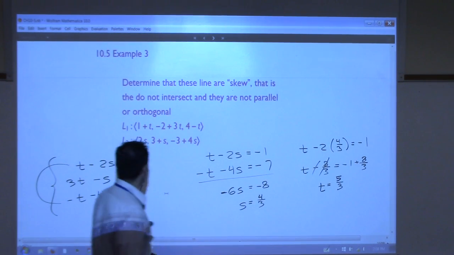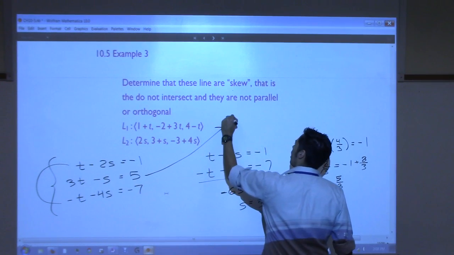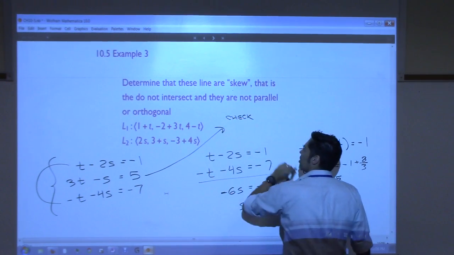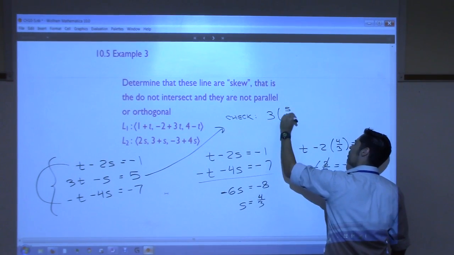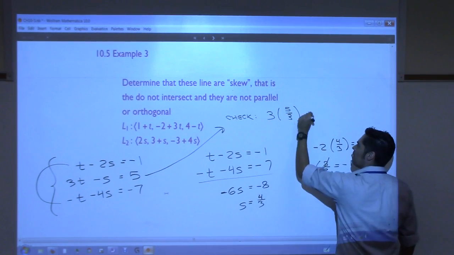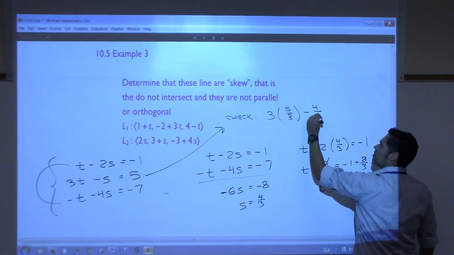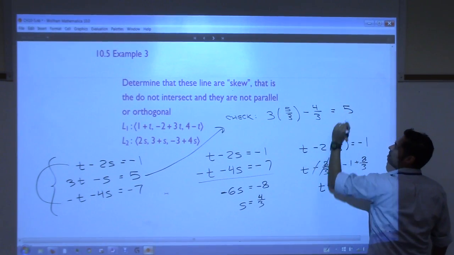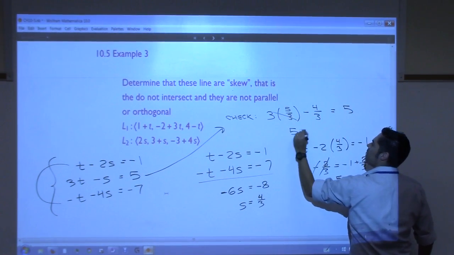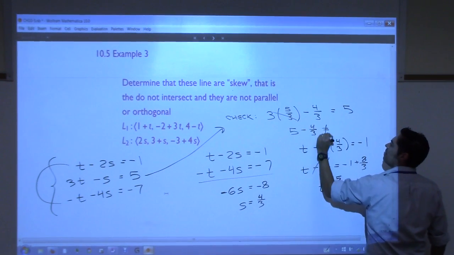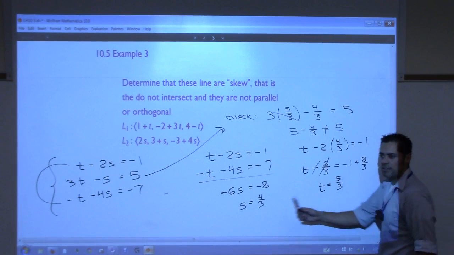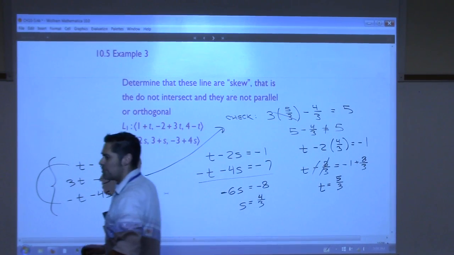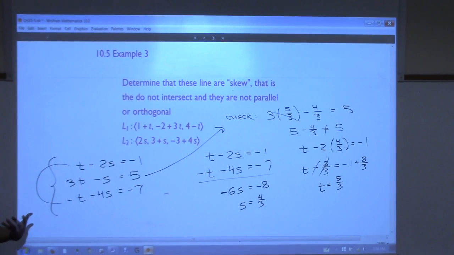So let's check this equation. Is 3 times 5/3 minus, let's see, s was 4/3, equal to 5? Nope, 5 minus 4/3 does not equal 5. Which means that that s and that t don't make all 3 equations true at the same time, which means that that's not a solution.